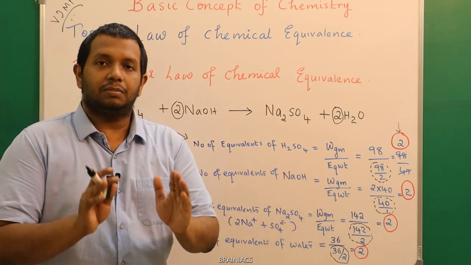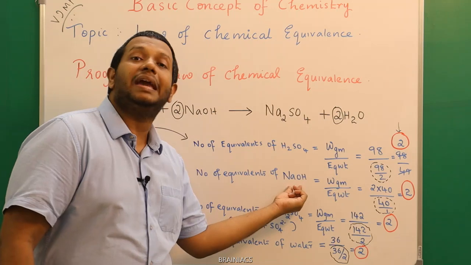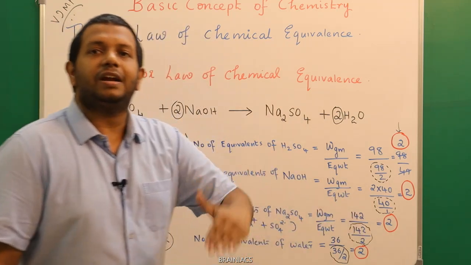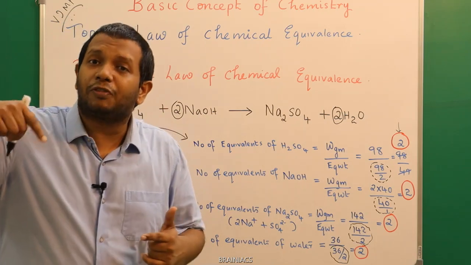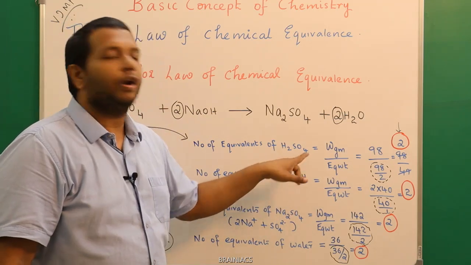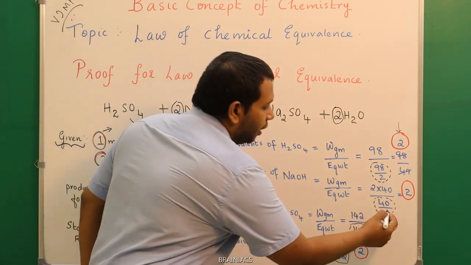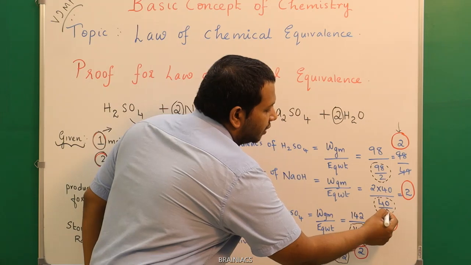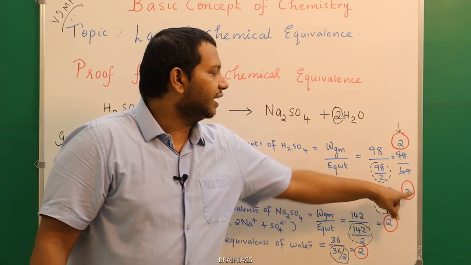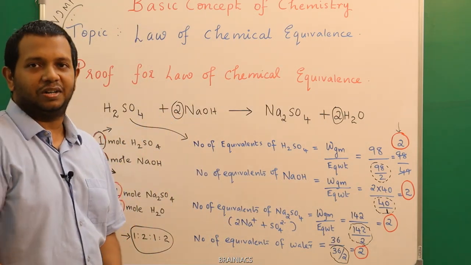Equivalent weight is again molecular weight divided by acidity, because it is a base. Molecular weight is 40, divided by acidity. Acidity means the number of replaceable OH minus. I know that NaOH has 1 OH minus as replaceable, so I will divide by 1. So this becomes clear for you: 40 by 1, this 40 cancels, and again the number of equivalents is equal to 2. Again it is 2. Understood?